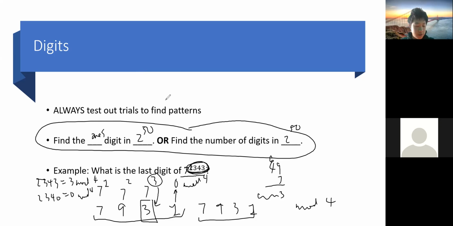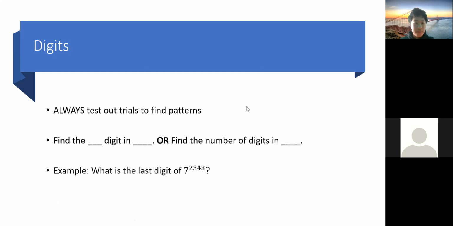Any questions here? So basically, in any digits problem, there always has to be a pattern every single time. And you just have to find that pattern, okay? So whenever you see a digits problem, write out the first few terms, and figure out what the pattern is, okay?